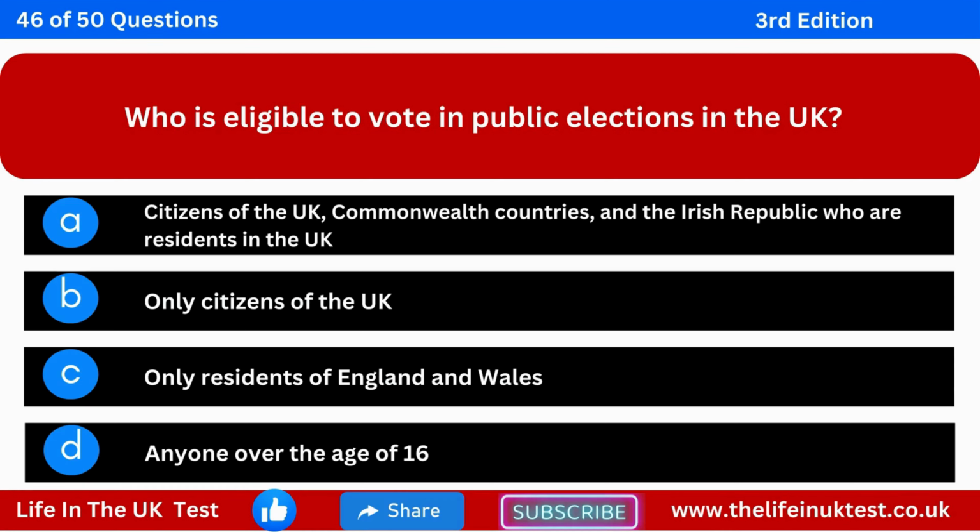Who is eligible to vote in public elections in the UK? Option A, citizens of the UK, Commonwealth countries, and the Irish Republic who are residents in the UK. Option B, only citizens of the UK. Option C, only residents of England and Wales. Option D, anyone over the age of 16.